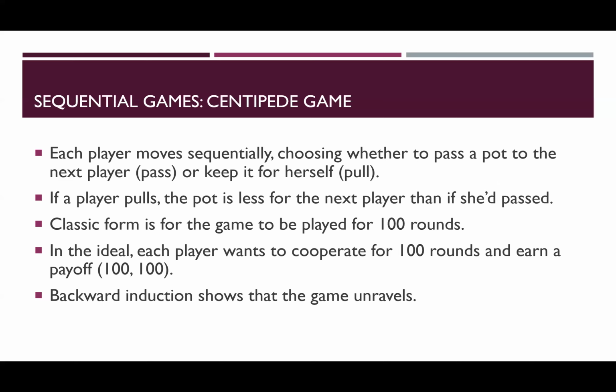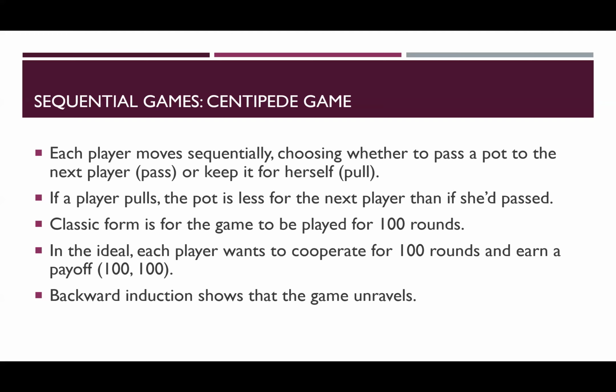So we see this very clearly in what's called the centipede game. This, rather than being a simultaneous game, is a sequential game, but it can show us how backwards induction causes the game to unravel. Again, if the centipede is a sequential game, that means that one player moves and then the next, right? They're not moving at the same time. So as players move sequentially in this centipede game, they're choosing whether to pass on a pot of money to the next player or keep it for themselves, right?